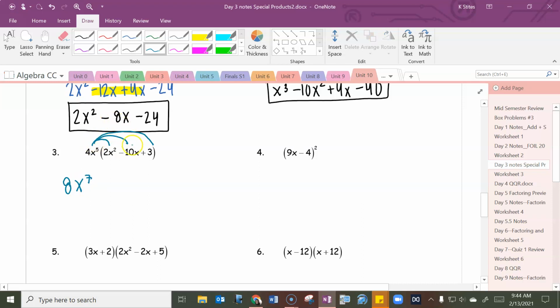4x to the 5th times negative 10x. 4 times negative 10 is negative 40, and again, you're adding your exponents. X to the 5th times x is x to the 6th. All right, and finally, 4x to the 5th times 3. 4 times 3 is, not 20, but 12. X to the 5th.